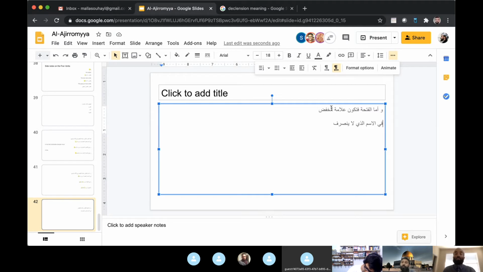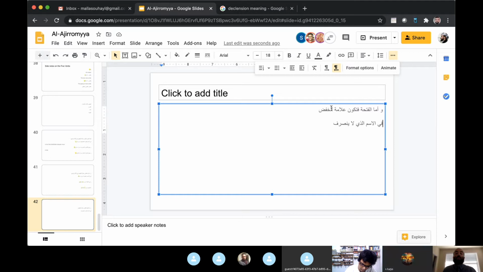وأما الفتحة فتكون علامة للخفض في الاسم الذي لا ينصرف. Fatha becomes a sign of khafd in the noun that is partially declinable. See, now it comes back. Now you know why we mentioned what declinable means. Fatha becomes a sign of khafd in the noun that is partially declinable.